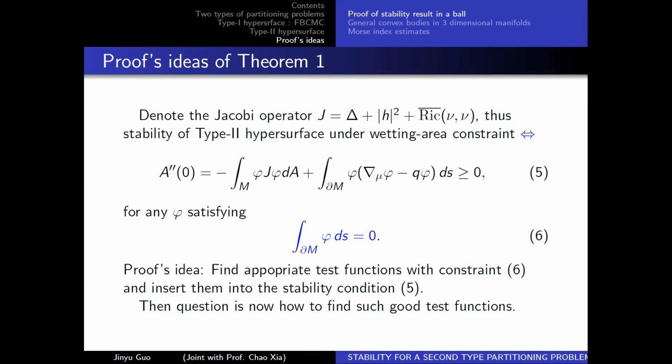Now, we denote the Jacobi operator J in this way. Thus, the stability of a type 2 hypersurface with the wetting area fixed is equivalent to the inequality for any phi satisfying condition 6. This condition means the wetting area is fixed. The proof idea is to find an appropriate test function satisfying condition 6 and put it into the stability condition. And now the question is how to find such a good test function.